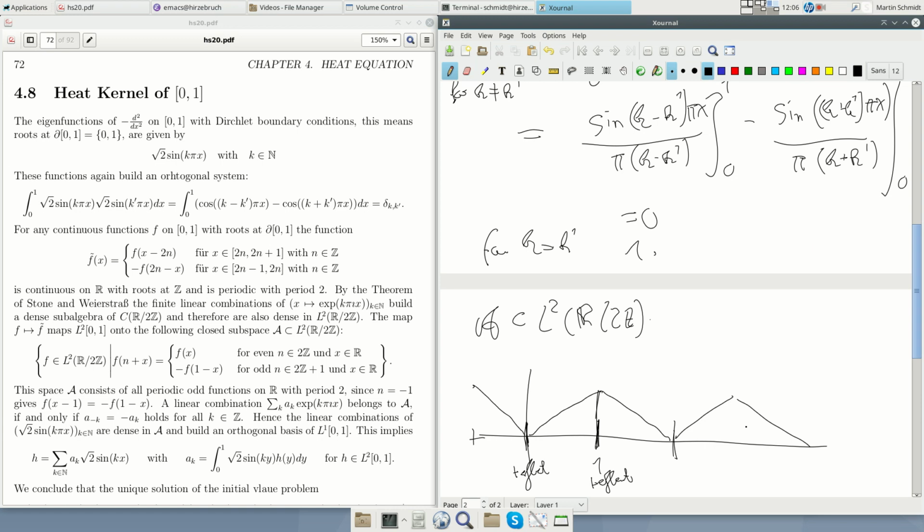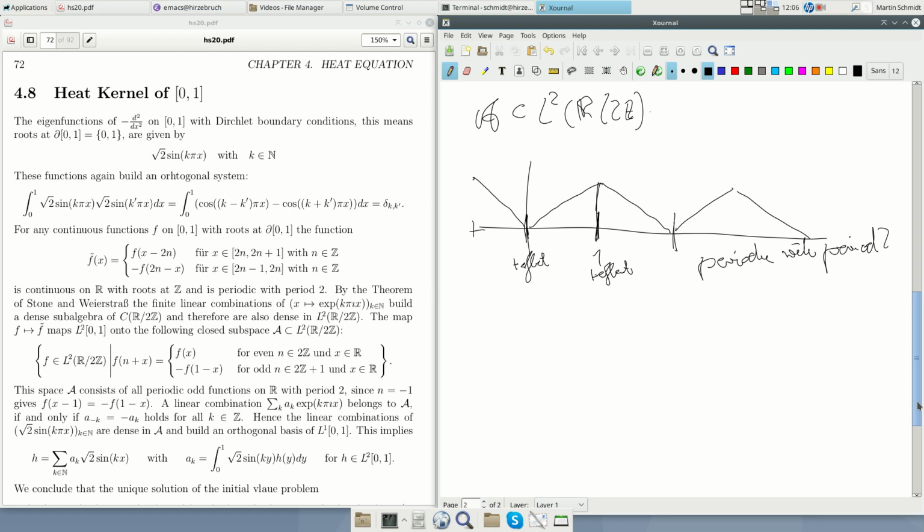Yeah, and then continue and so on. And then we get periodic with period 2. Periodic with period 2. And the function is always antisymmetric, or an odd function.